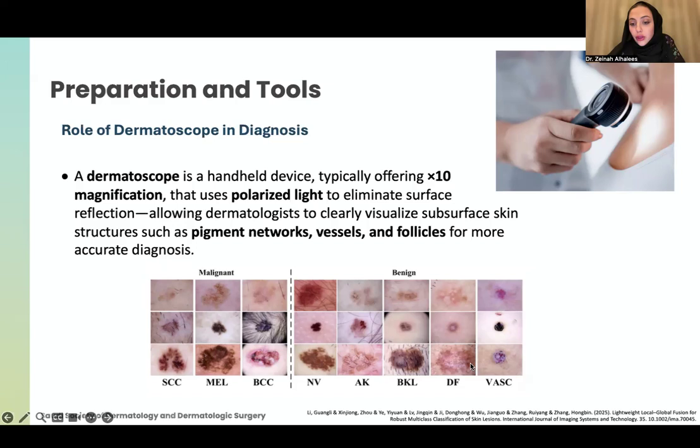For example, other lesions like vascular lesions, you can see the vascularity in the form of globules. They're either red or purple, depending on the vascular lesion. So it really helps you look at specific details in a lesion. BCCs, for example, sometimes have microulcerations that you can't see when you're examining, and you need a dermatoscope. So it's a 10 times magnification.